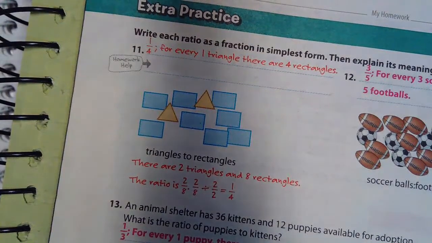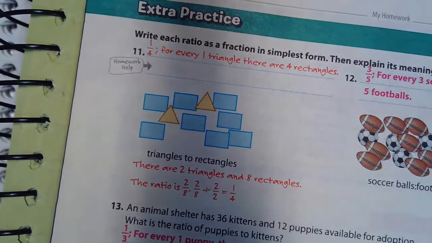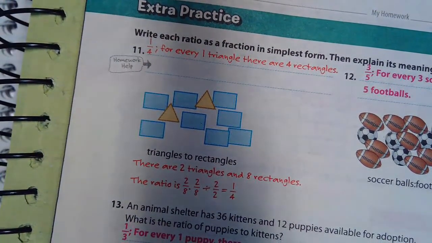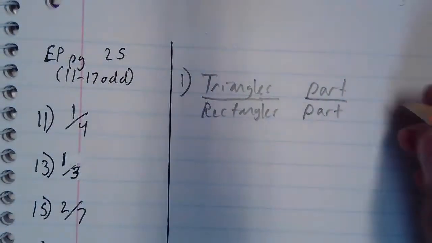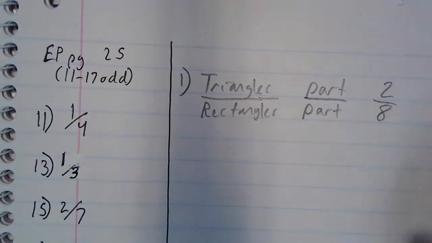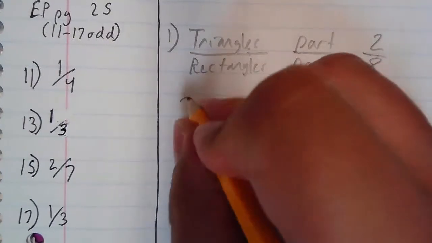All right, yes, the answer was there, but that's not the point. 2 triangles and how many rectangles? 1, 2, 3, 4, 5, 6, 7, 8. Okay, 2 to 8. Now at this point, you guys should be masters at this.